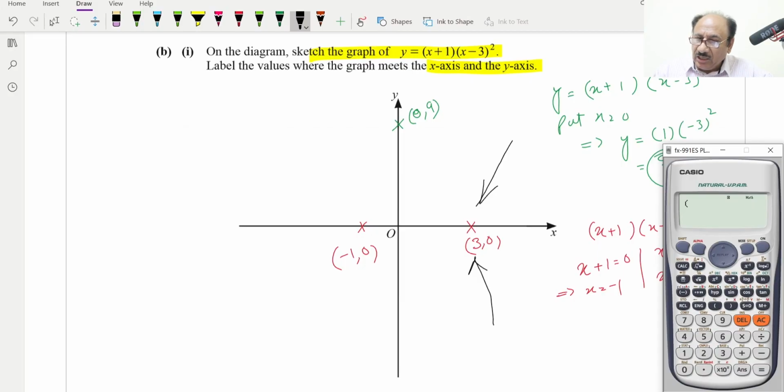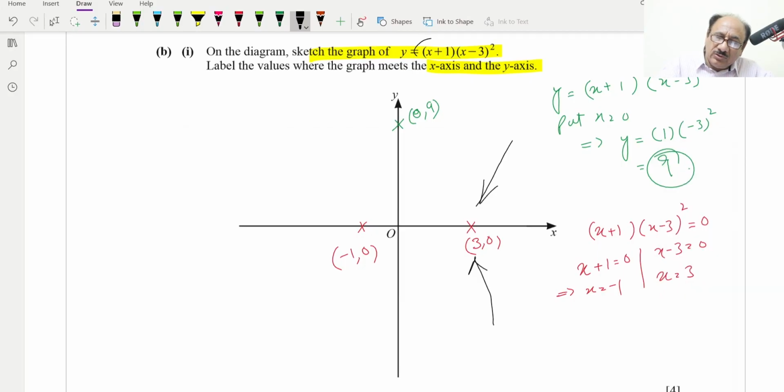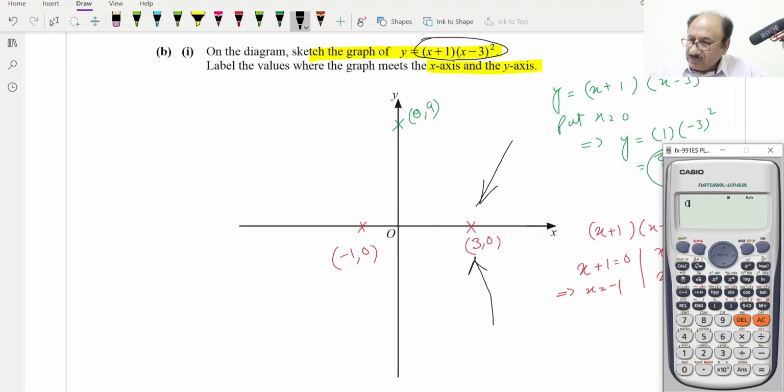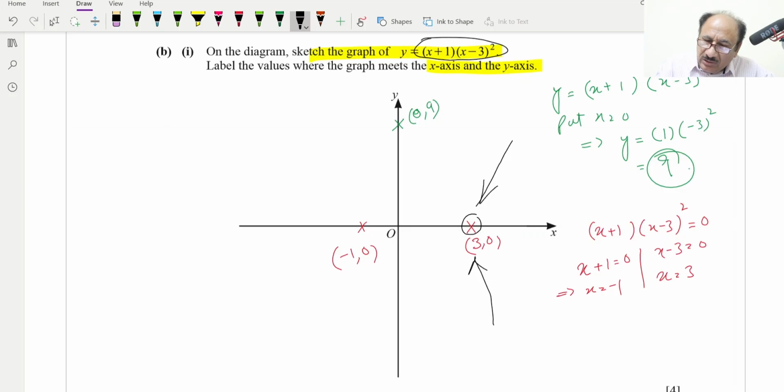So I will type this given equation. Which given equation? This one. I'm typing this given equation: x plus 1 bracket close, and the second one is x again alpha and this x minus 3 and bracket close, and this will be squared also. Now after typing this, we will check a value a little more than this 3. 3 is over here, so we will check for 3.1.